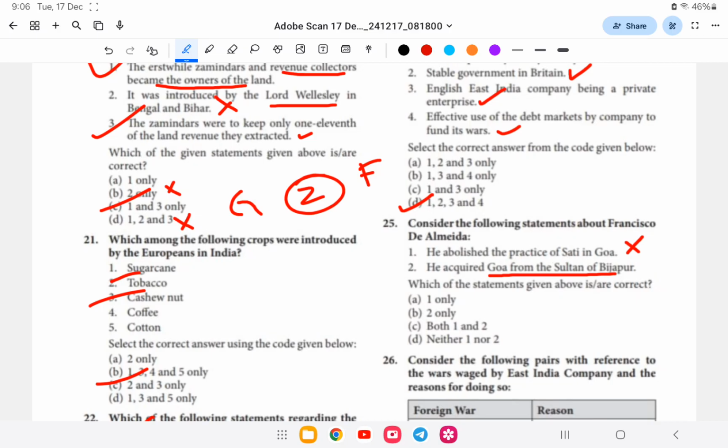I've already told you that Francisco de Almeida was the first governor, but the real founder of Portuguese power in India was Alfonso de Albuquerque. So 1 or 2 is wrong. So it is D, that is neither 1 nor 2.